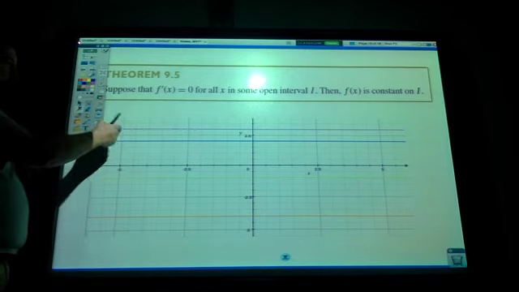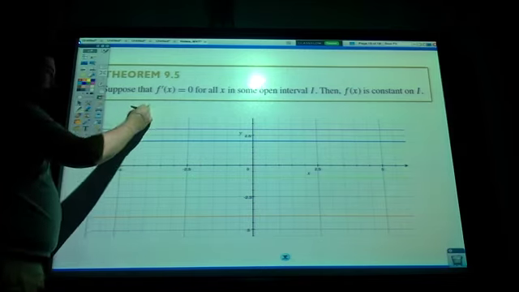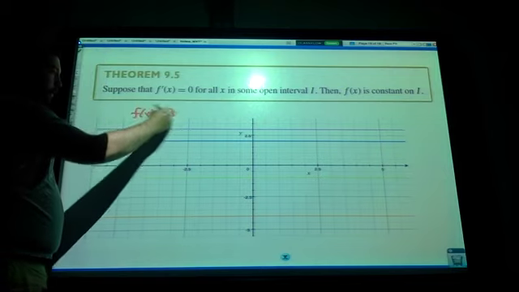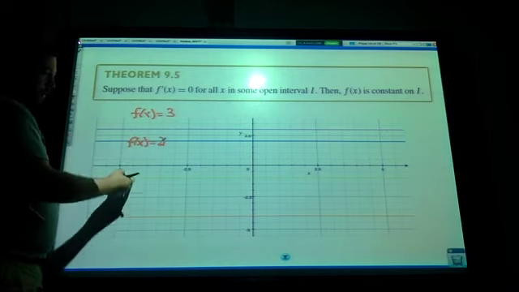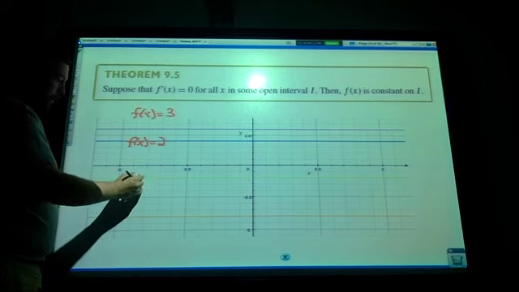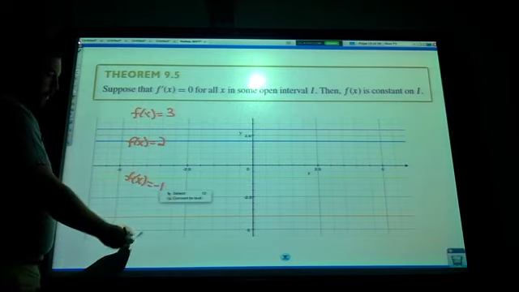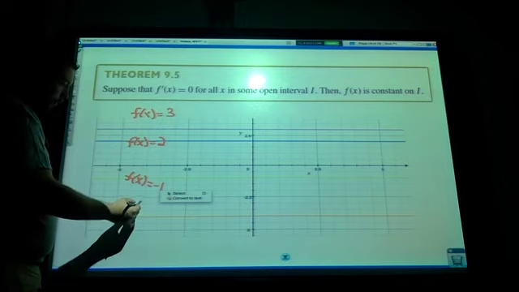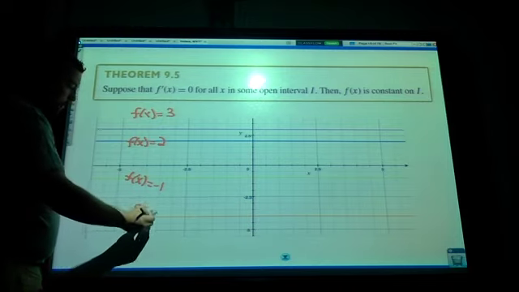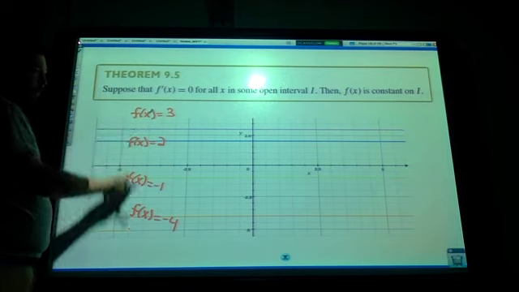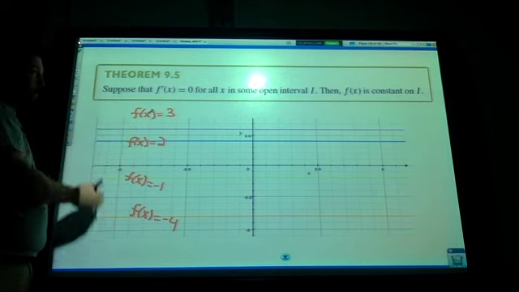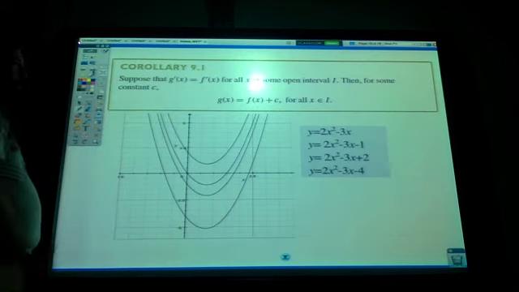For example, this line up here is the line f of x equals 3. The blue one here is f of x equals 2. The green one is f of x equals negative 1, and the orange one looks like it's negative 4, so f of x equals negative 4. Pretty much, if the slope is 0 everywhere, the derivative is 0, then my function is constant. Notice there are several of them. There's actually an infinite number of solutions, but those functions are all going to be constant functions.